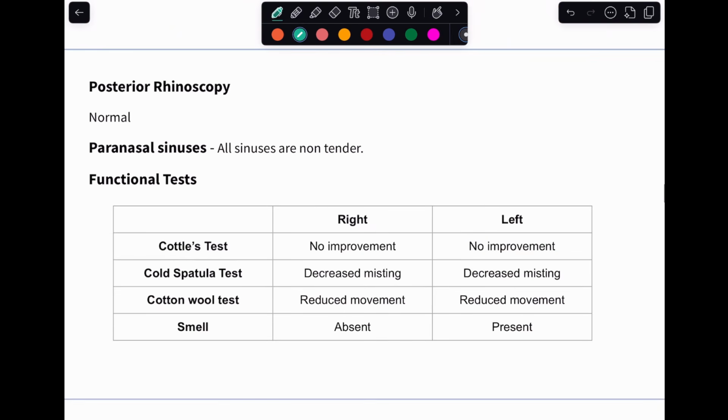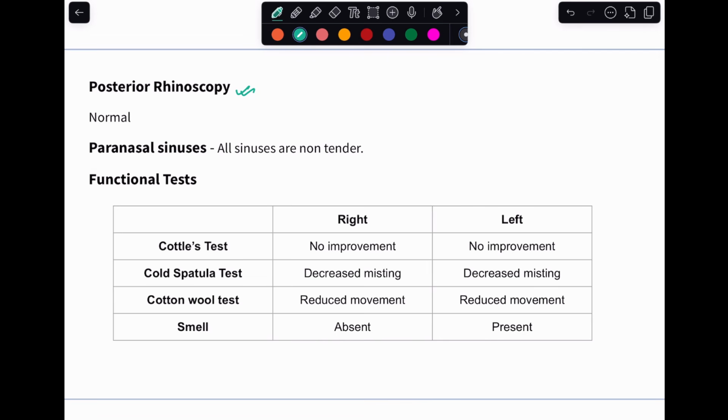Next, we'll talk about posterior rhinoscopy. In our case, posterior rhinoscopy has been normal. Typically in undergraduation, you'll find it very difficult to do posterior rhinoscopy. The patient may end up gagging most of the time. Even at that point, you should not skip this point. You should definitely mention over here if you have been able to do it or not. If you have not been able to do it, you could just mention to your examiner that you were not able to perform the examination because of the gagging of the patient.